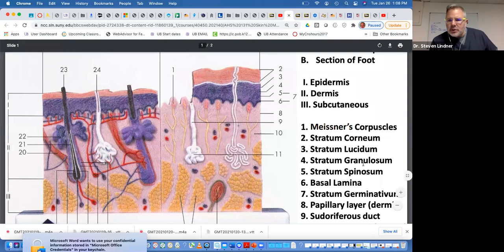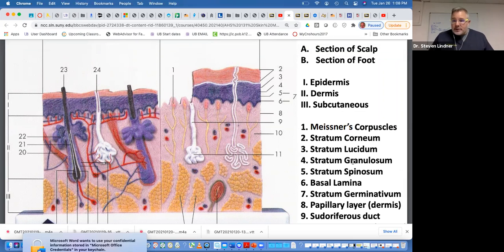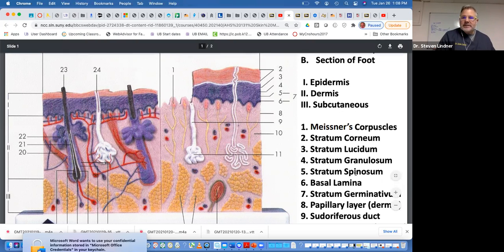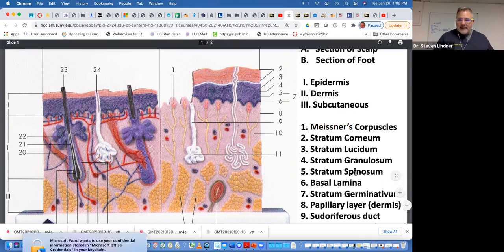The granulosum, those cells have granules that make oils. They produce oil and keep the skin nice and lubricated. And the stratum spinosum looks spiny. It looks like a spine, very spiny.